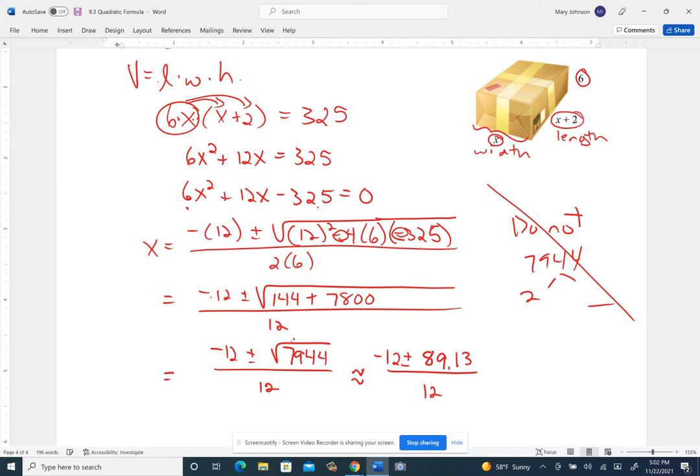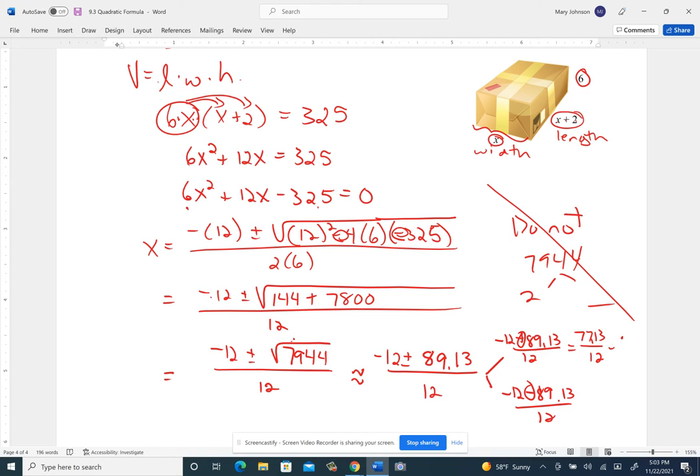And then again, don't divide 12 into 12 or anything. You need to, at this point, separate it into negative 12 plus 89.13 all over 12, or negative 12 minus 89.13 all over 12. The only thing that changes sign is in front of the 89. Both of these are minus 12s. So a negative 12 plus 89.13 would equal 77.13 positive. And when you divide that by positive 12, you get 6 about.